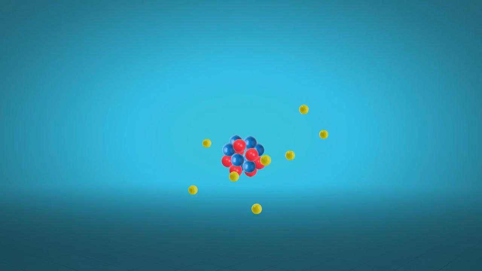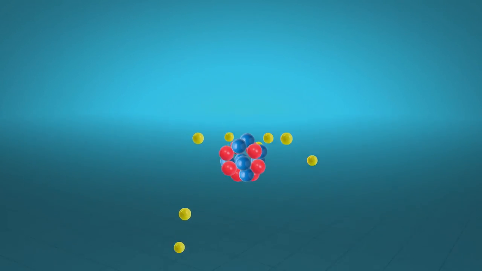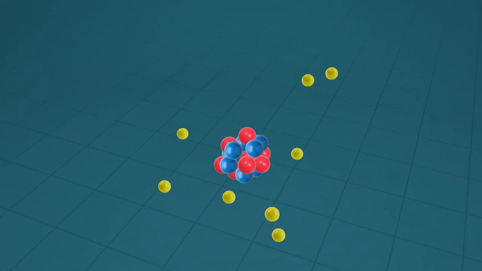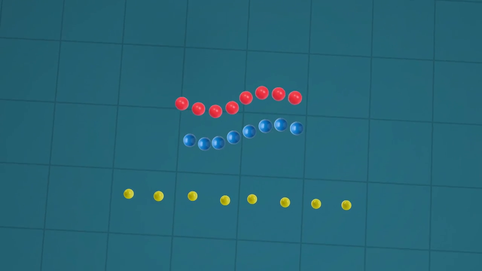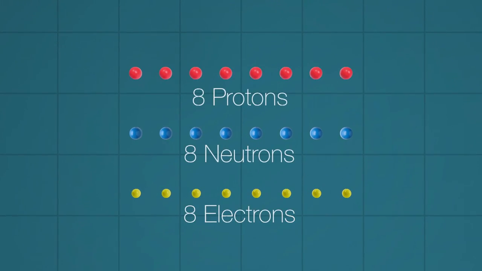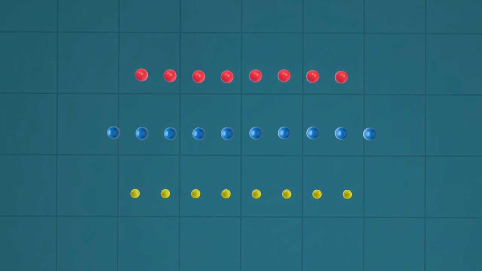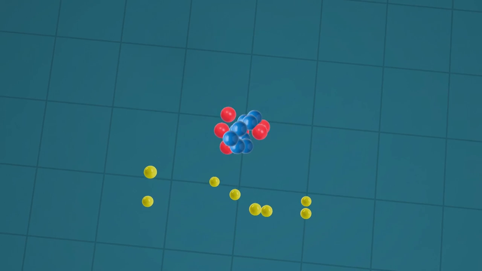Atoms, the building blocks of all chemical elements, consist of three kinds of small particles. Electrons, in yellow, move around a nucleus consisting of protons, in red, and neutrons, in blue. But the nucleus of an atom can have different numbers of neutrons. This particular chemical element can contain 8 or 10 neutrons, meaning there are two isotopes of this element.